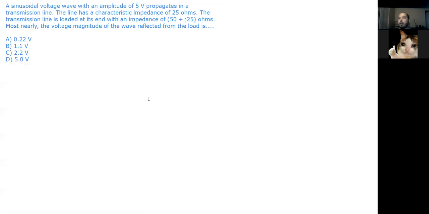Okay, so a sinusoidal voltage wave with an amplitude of 5 volts propagates in a transmission line. The line has a characteristic impedance of 25 ohms. And the transmission line is loaded at its end with an impedance of 50 plus j25 ohms. So ZL is going to be 50 plus j25, and Z naught is 25.